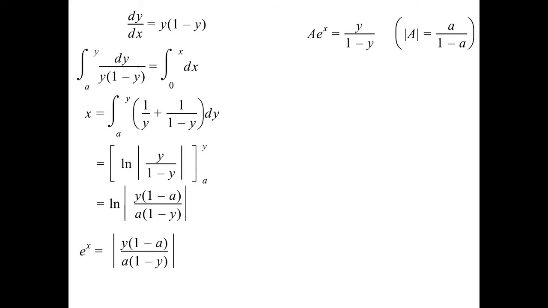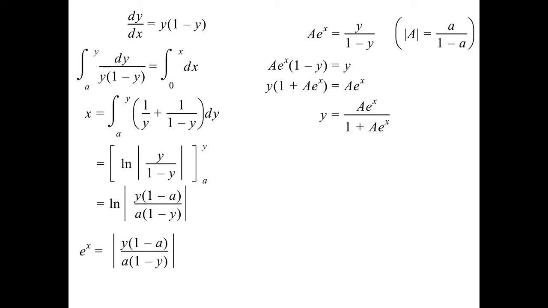Now basically A is going to equal a on 1 minus a, but rather than carrying this fraction all the way through, because a on 1 minus a is just a constant, because a is a constant, I'm saying the absolute value of a on 1 minus a is now capital A. Now we're trying to make y the subject. So rearranging that, we eventually end up with Ae to the x on 1 plus Ae to the x.